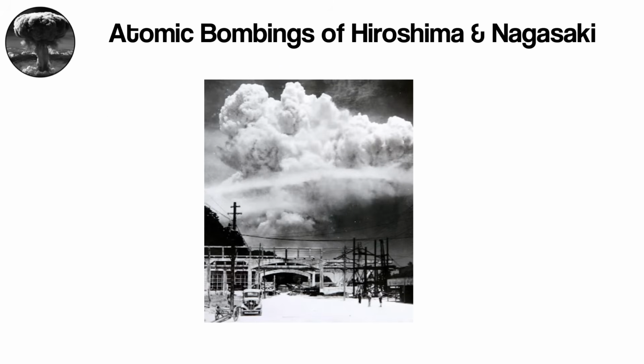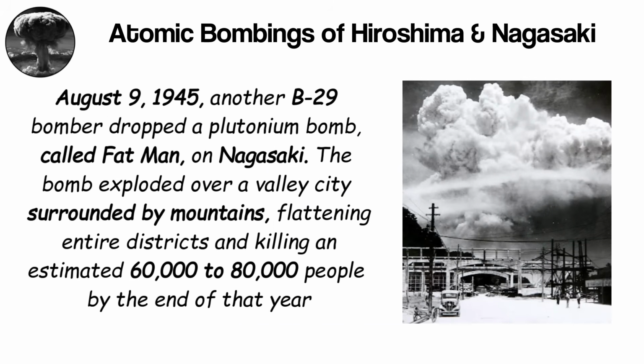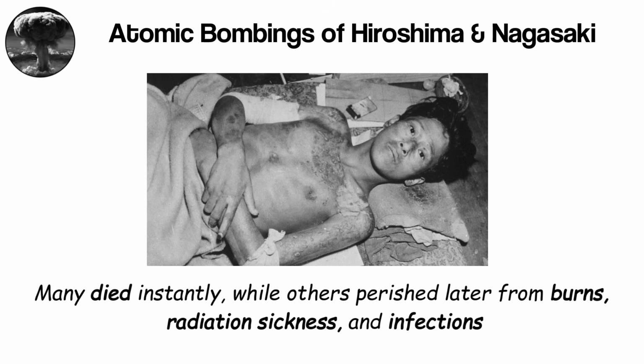3 days later, on August 9, 1945, another B-29 bomber dropped a plutonium bomb called Fat Man on Nagasaki. The bomb exploded over a valley city surrounded by mountains, flattening entire districts and killing an estimated 60 to 80,000 people by the end of that year. Many died instantly, while others perished later from burns, radiation sickness, and infections.